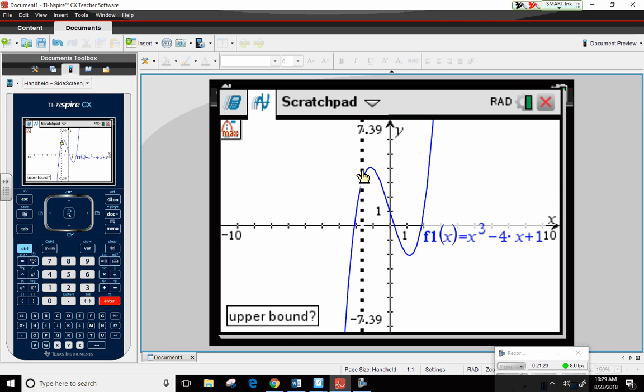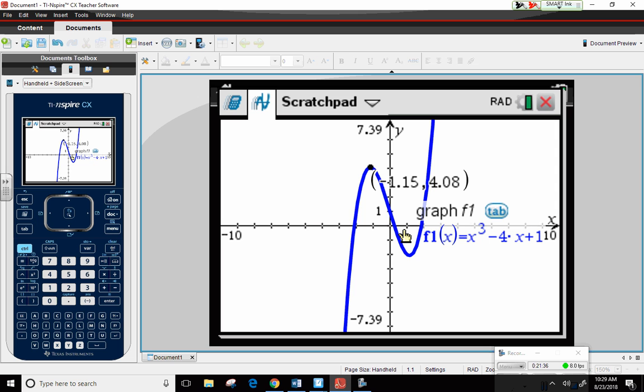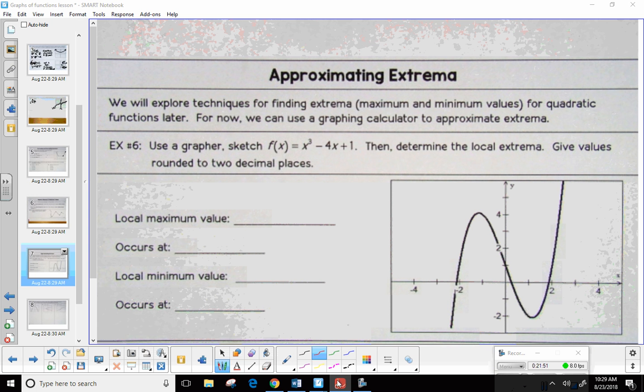And you'll notice it says what now? Upper bound. As soon as I slide my vertical line to the right, it creates a shadow region. As soon as I get that point, it'll automatically pop up and tell me what it is. Okay. So I know that that relative maximum is 4.08, and where does it occur? Yeah, so this x value right here, it's really close to -1, -1.15. So 4.08 and -1.15.